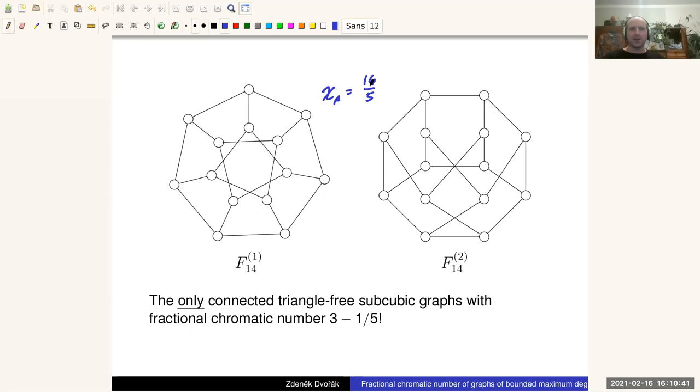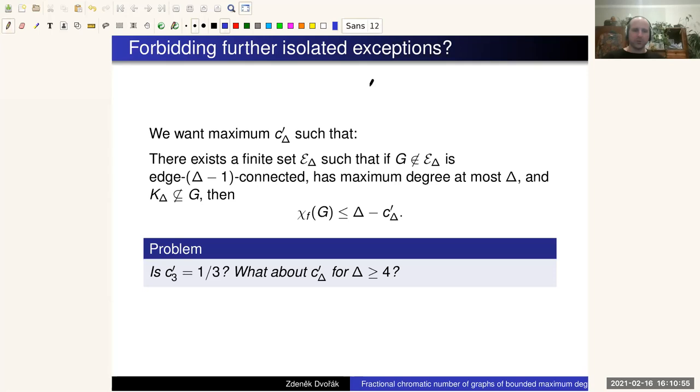So these are not some fundamental reasons why this is 14/5. These are just some sporadic examples. And so what we would rather like to have is the best bound which is not subject to just having a couple of finite number of simple counterexamples. So we would actually like to have this improvement here, the best such improvement, which holds for all but finitely many graphs.